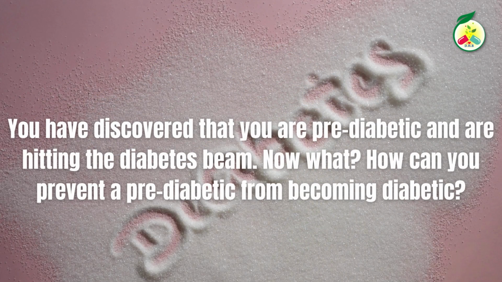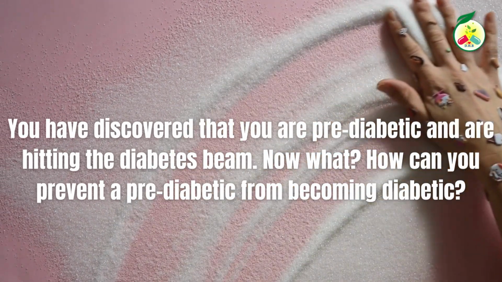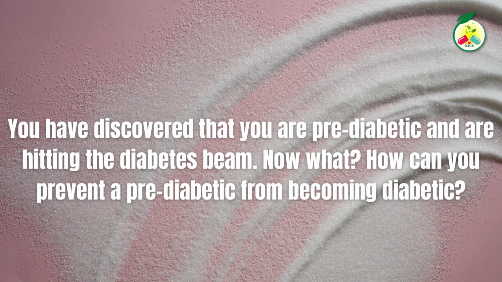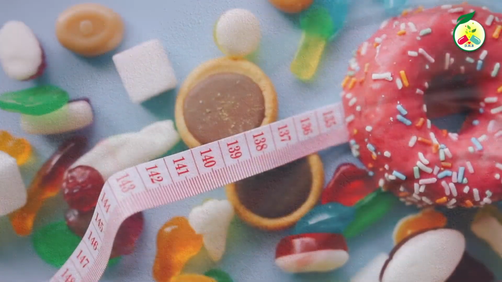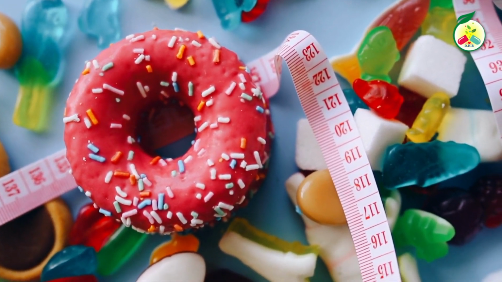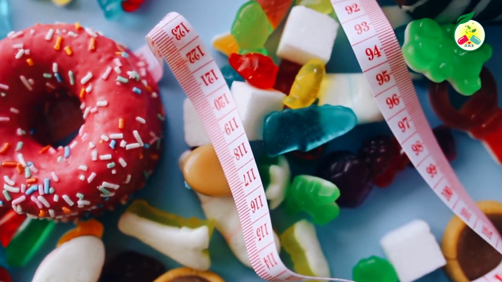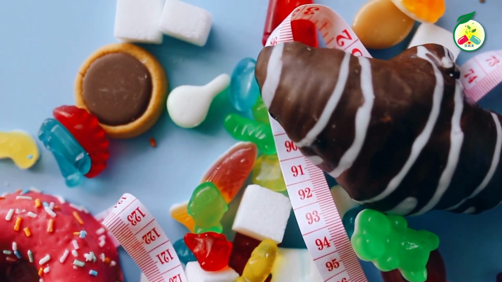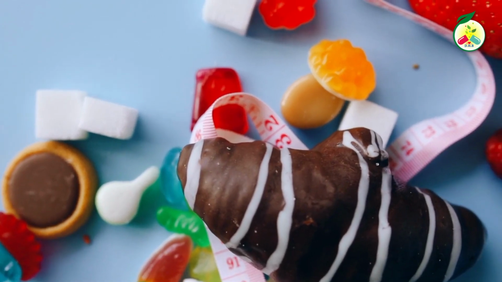You have found out that you are pre-diabetic and are hitting the diabetes barrier. Now what? How to prevent a pre-diabetic from becoming diabetic? This question was answered through the DPP, Diabetes Prevention Program, study where they evaluated over 3,000 people with pre-diabetes and allocated them into one of 3 groups.